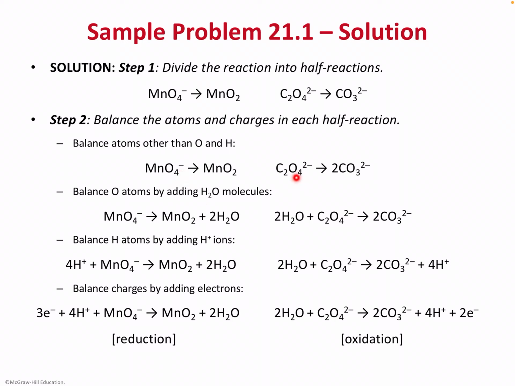There are 4 oxygen here. 2 times 3, 6 oxygen there. 4 and 6. So we need to put 2 water molecules to the left for this one. Then we balance the hydrogen atoms by adding H plus ions. So we put 2 water molecules, so 2 times 2, 4 H plus. So you put 4 H plus to this side. To this one, 2 times 2 again, 4 H plus.